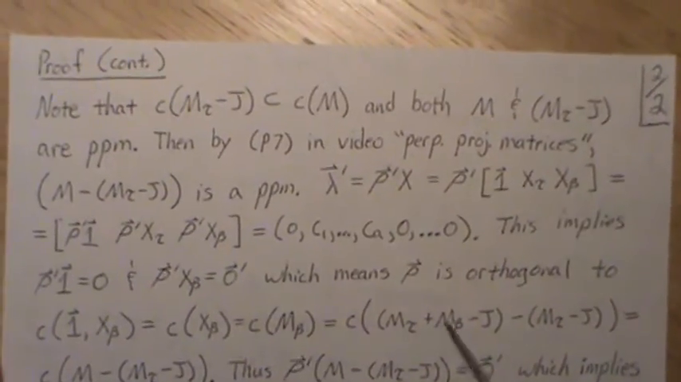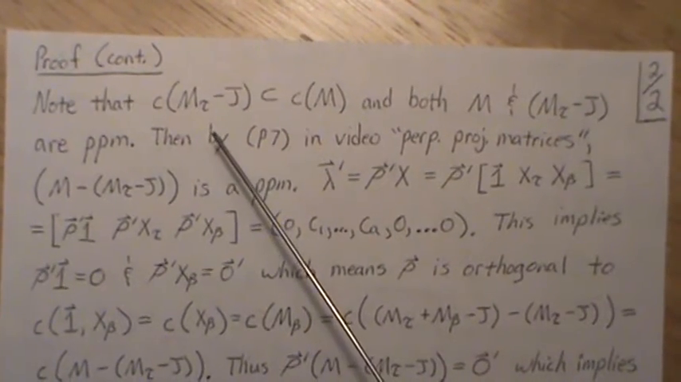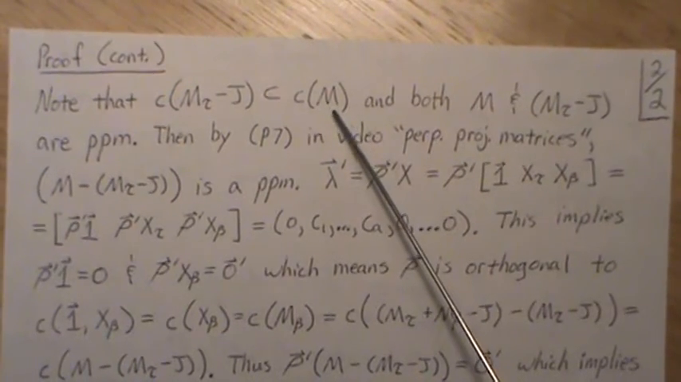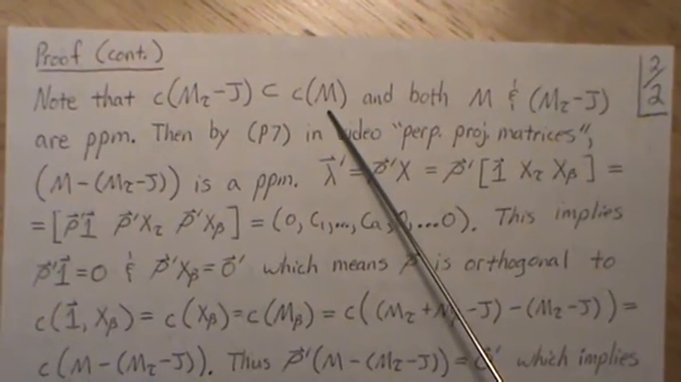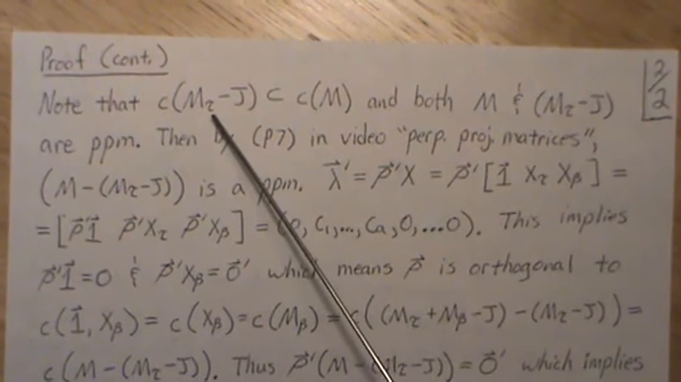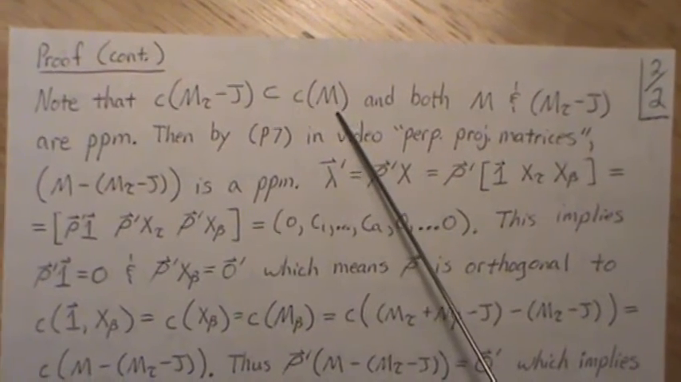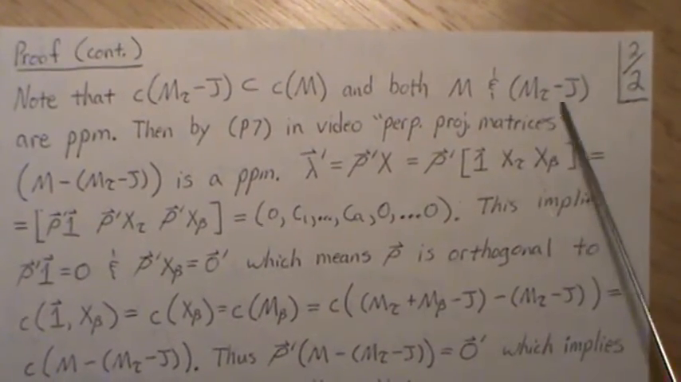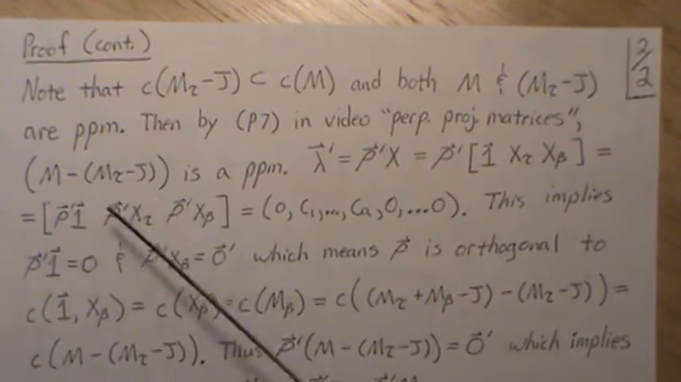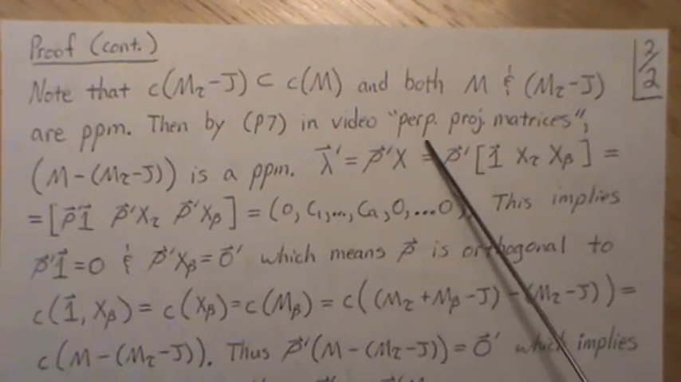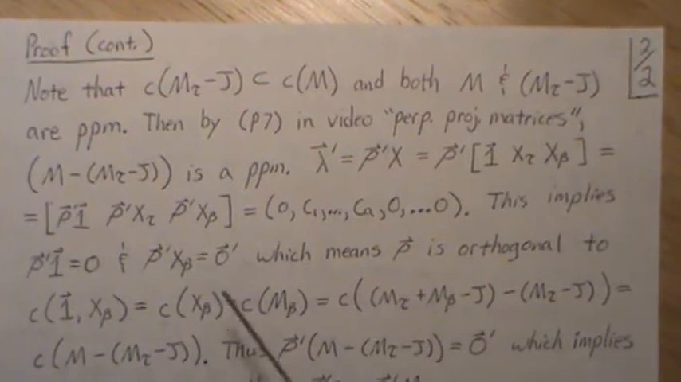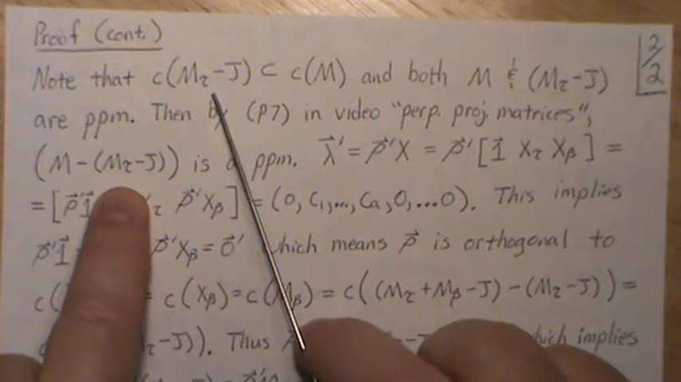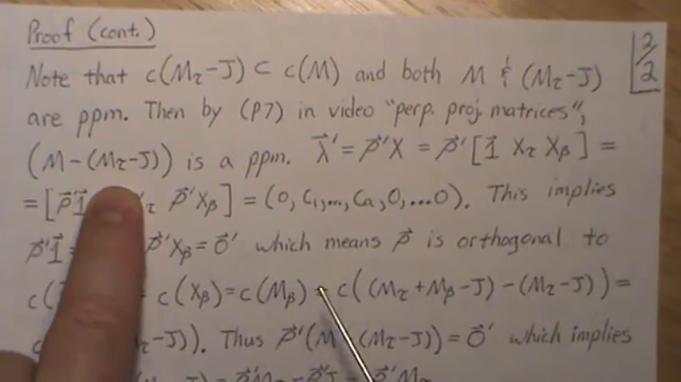So note that the column space of M_τ minus J is a subset of M. Remember, M is X_τ plus X_β minus J. So if we only take a part of that column space, it has to be a subset of that full column space. So this is true. But both M and M_τ minus J are perpendicular projection matrices. So then, by property 7 in the video I have called perpendicular projection matrices, M minus M_τ minus J is a perpendicular projection matrix.